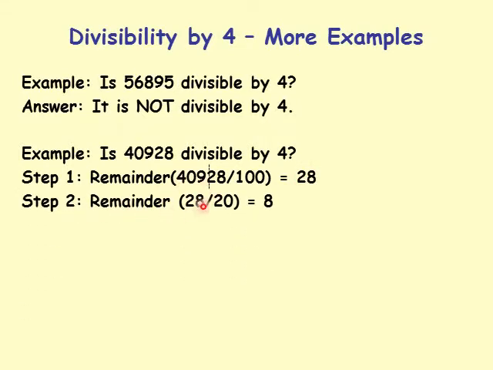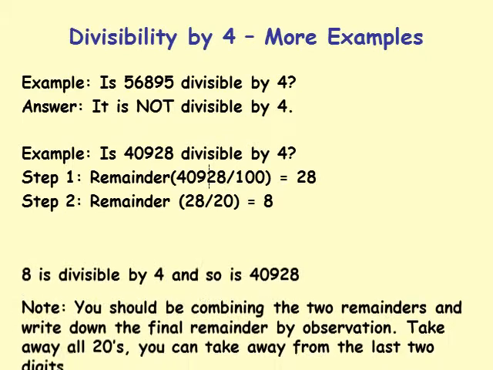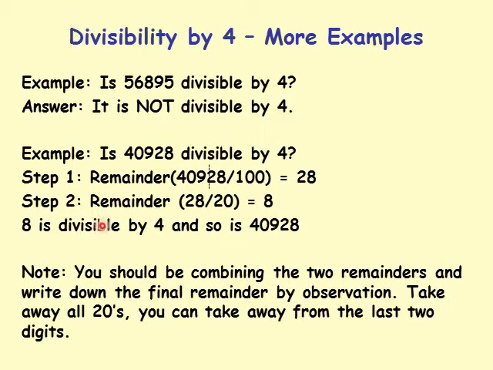After that, we take this remainder and find its remainder when we divide it by 20. So the remainder of 28 divided by 20 is 8. Okay, and let's continue. 8 is divisible by 4, and so is 40928. So I went through these steps here, and you could have combined the steps. First of all, look at 28. If you say 28 is divisible by 4, you didn't have to go through the next step.